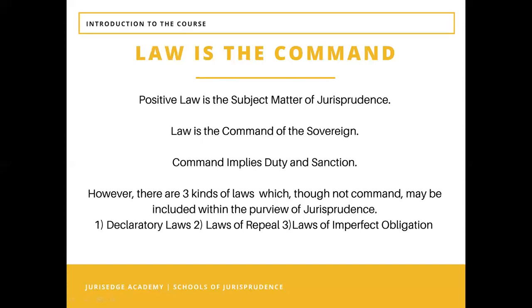When it comes to the command of the sovereign, command implies the duty and the sanction. As I've told you, when Austin made the distinction between law properly so called and improperly so called, there is an obligation between them, and that obligation comes from the duty and the sanction. The political inferior must have a duty to follow and act upon it, and if they don't follow the duty, they have to face the sanction of the laws properly so called, of the command. That is what is said by Austin.